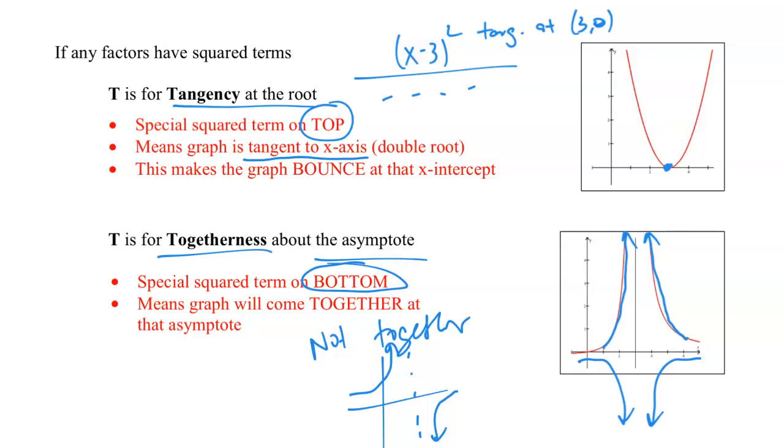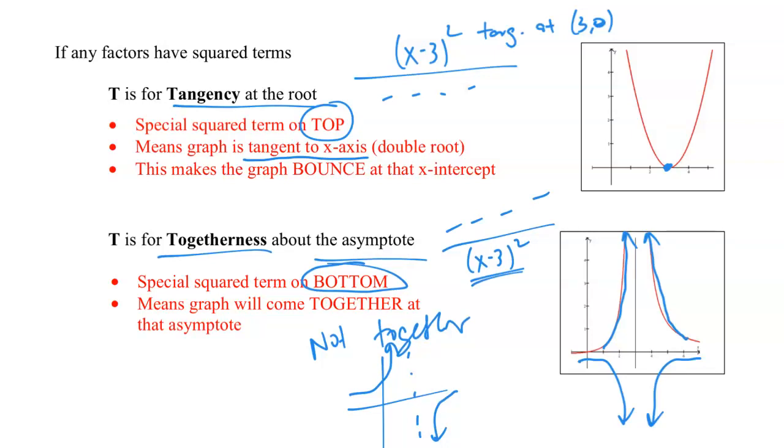And again, this happens whenever I have a squared on the bottom. So if that (x - 3)² came on the bottom and I just had some other stuff up in the numerator, then that would mean that this function has togetherness at the asymptote x = 3, since that's the factor that has the squared on it.